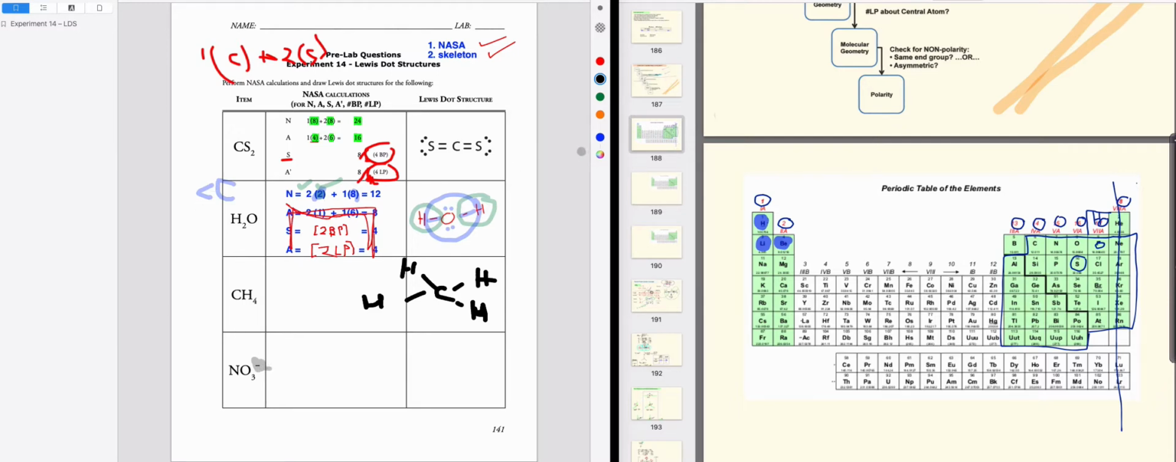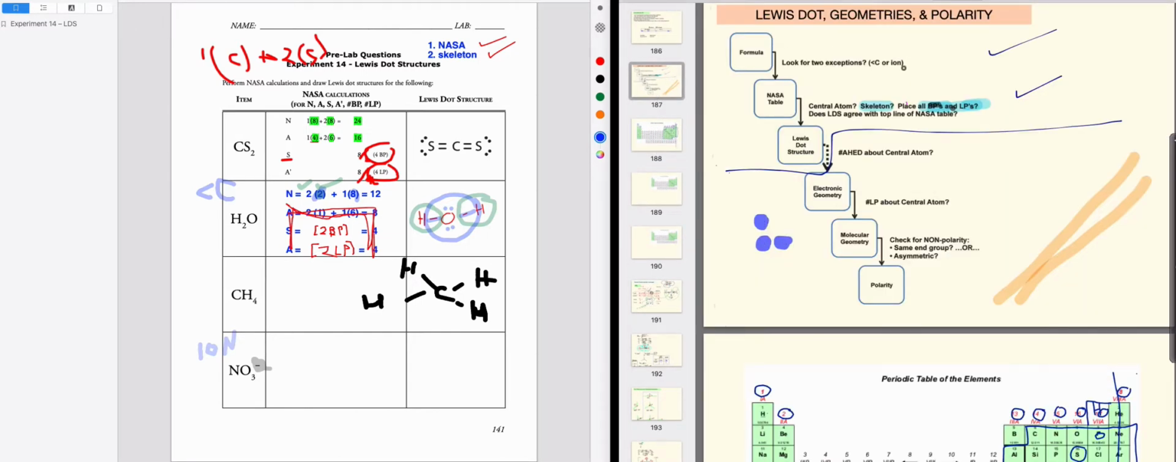So one exception is the smaller than carbon. The second exception is the ion. And by the way, in case I'm losing you, before we get to there, we're done. Notice on my cheat sheet, I put, when I go from the formula to the NASA table, I always look for 2 exceptions. I look for the less than carbon and I look for the ion, because I know if those exist and I miss them, everything else is going to be wrong.